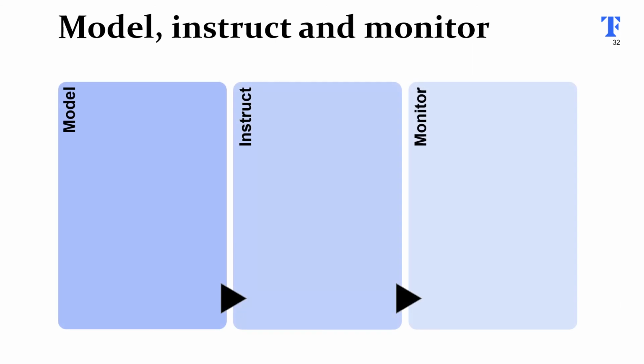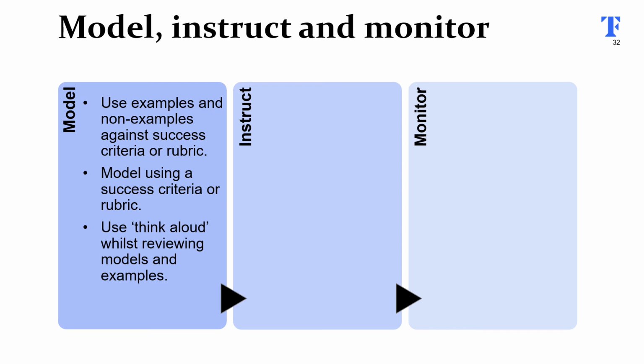Let's now bring together what you have learnt in this session. We will consider this under 3 headings: model, instruct, and monitor. First, when asking pupils to carry out peer or self-assessment, you need to model how to do this effectively with your class.